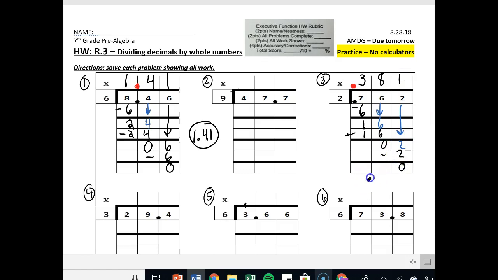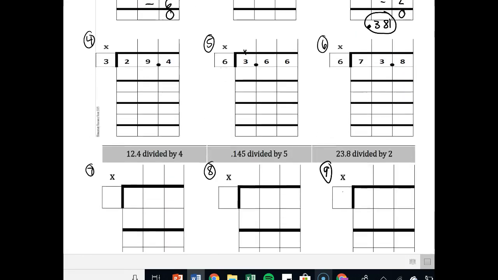So why don't you put your answer right here, 0.381, and circle it nice and neat. All right? Remember, whatever I'm writing on my paper, you write on your paper. All right. Skip to number 5.